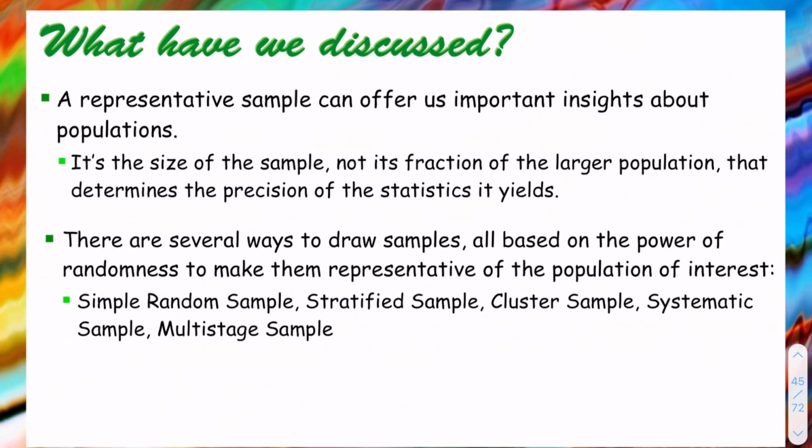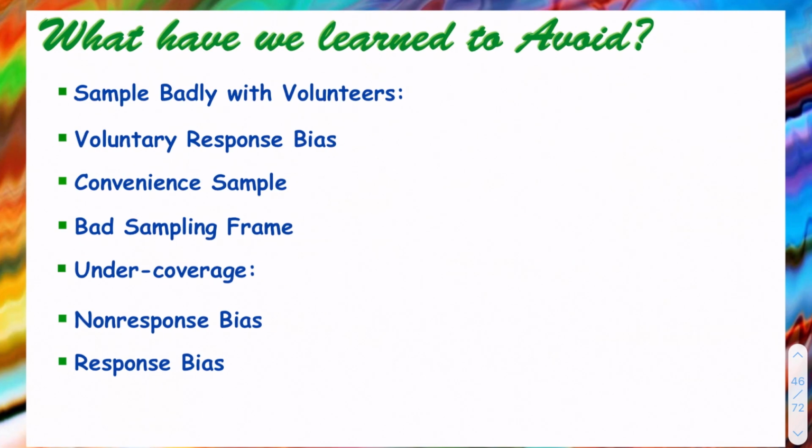So what else have we discussed? A representative sample can offer us important insights about populations. Again, it's the size of the sample, not its fraction of the larger population, that determines the precision of the statistics it yields. There are several ways to draw samples, all based on the power of randomness to make them representative of the population of interest. All of these good sampling techniques are based on the power of randomness. I'm going to make that point again. We have simple random samples, stratified samples, cluster samples, systematic samples, and multi-stage sampling techniques.